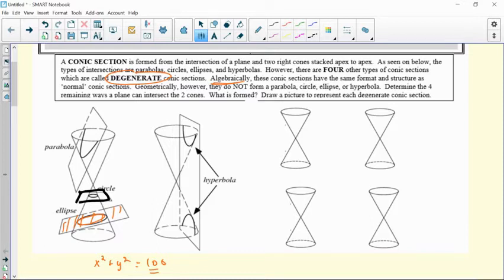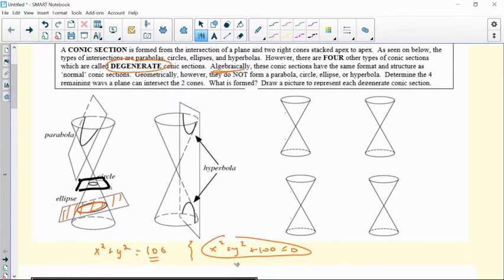Now, you could get something that looks like an equation of a circle, for example, x squared plus y squared plus 100 equals 0. At first glance, that looks like an equation of a circle. But as soon as you subtract that 100 over to get negative 100, you realize that x squared plus y squared can never equal negative 100. So it almost has the format of a circle, but it's not going to give you a graph of a circle. So we call that a degenerate conic section.